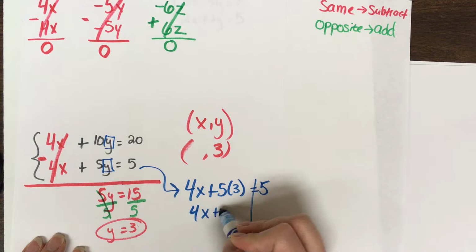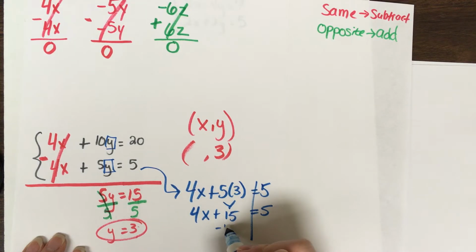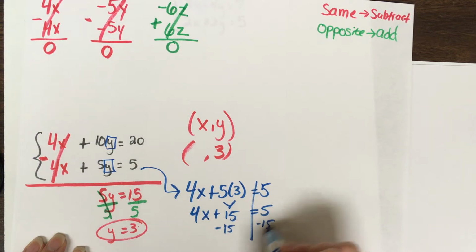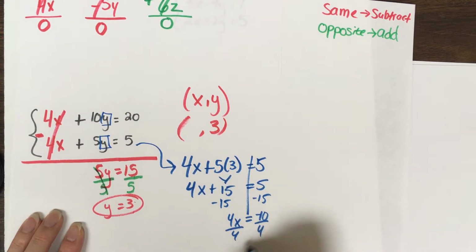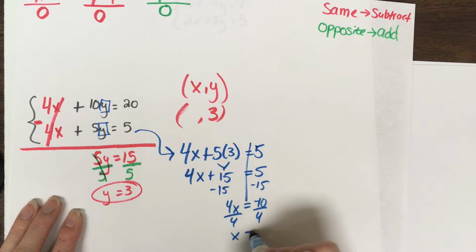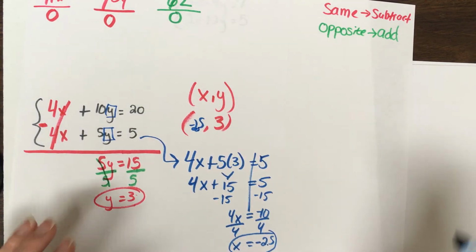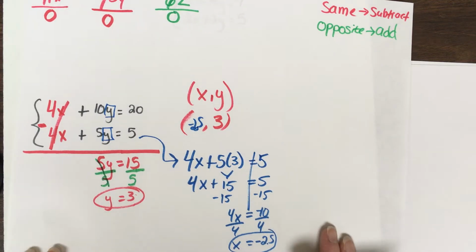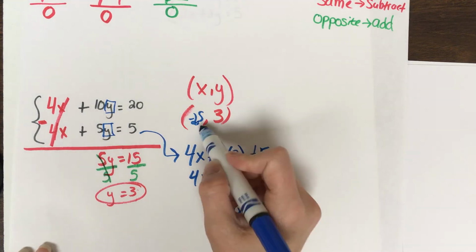So 4x plus 15 equals 5. Subtract the 15 over to the other side. 4x equals negative 10, and then divide both sides by 4. x equals negative 2.5. And then we can include that in our ordered pair. So negative 2.5, 3.